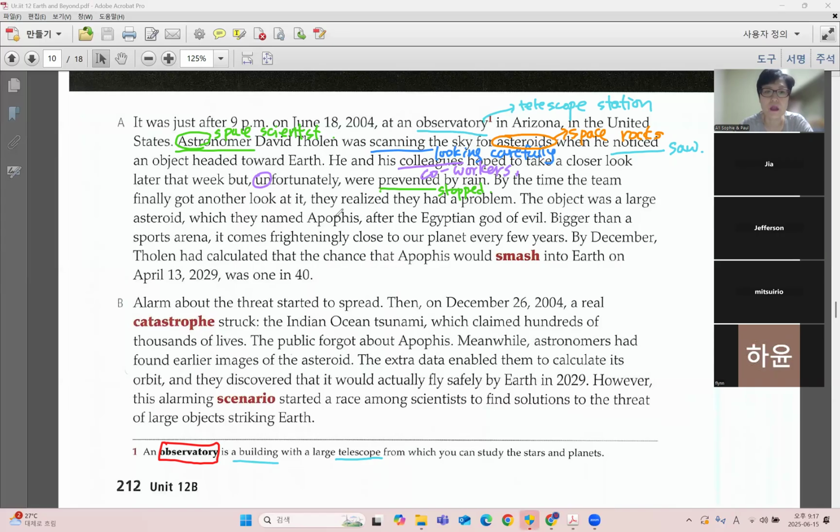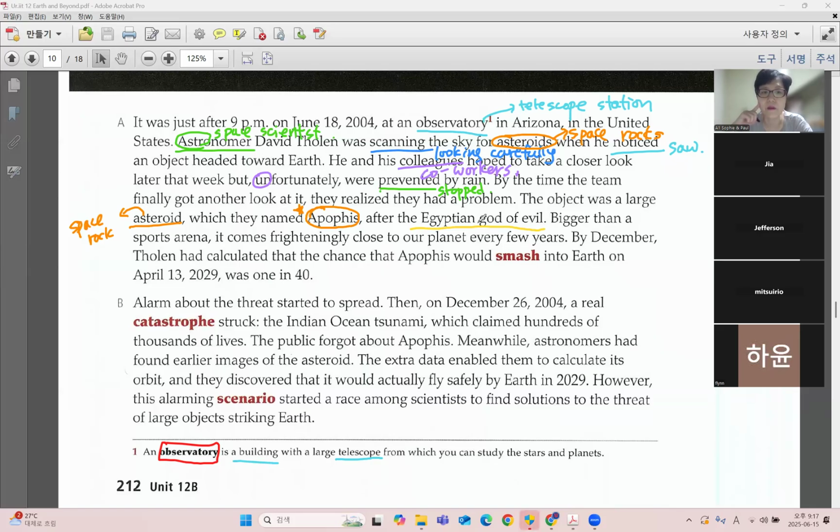The object was a large asteroid. What is asteroid again? You know, but keep saying it. A space rock, which they named Apophis. What is Apophis? You know, it's a name, with a capital letter, after the Egyptian god of evil, bad things.